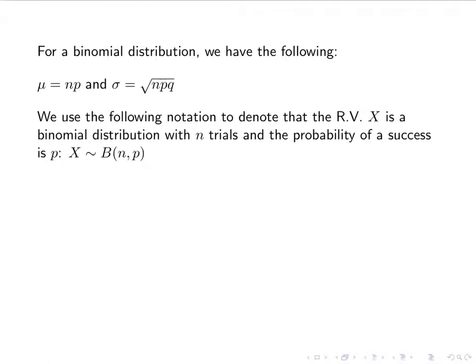We use the following notation to denote that the random variable x is a binomial distribution with n trials and a probability of a success p. We have that x is b of n comma p. So b for binomial, and again the first number is the number of trials, n. The second number, p, is the probability of a success. What we're interested in is finding the probabilities. So something like, what's the probability that x is a certain number?